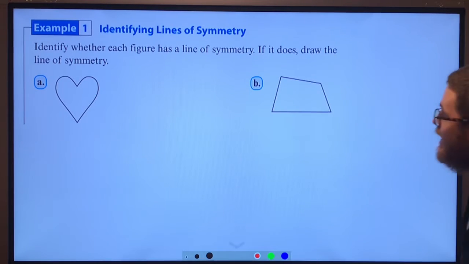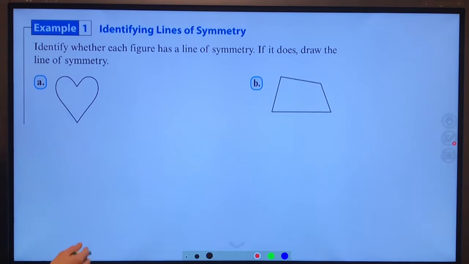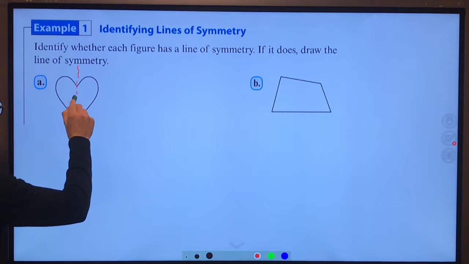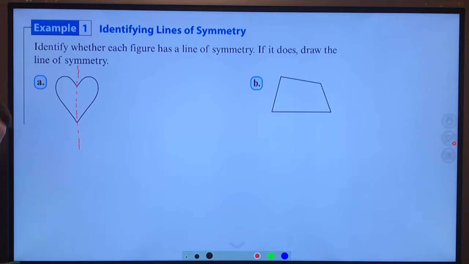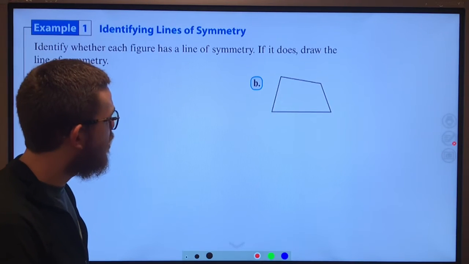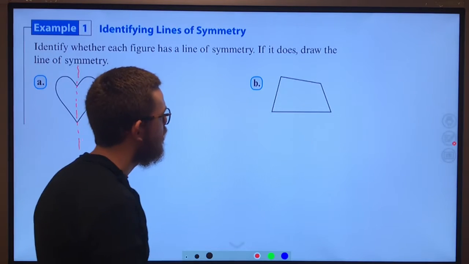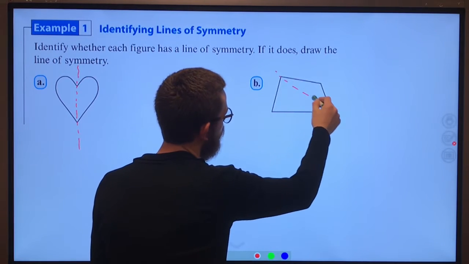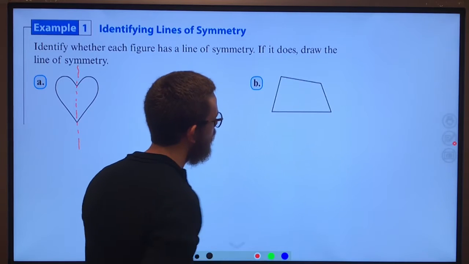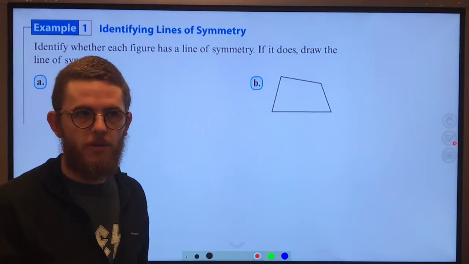Identify whether each figure has a line of symmetry. If it does, draw the line of symmetry here. A heart, we know since kindergarten, we've been drawing lines of symmetry on hearts. We could draw that line straight down the middle, just like that. This trapezium here, I do not see any lines of symmetry. It's close to being a line of symmetry there, but that is not going to work. There's no line of symmetry there for that one.